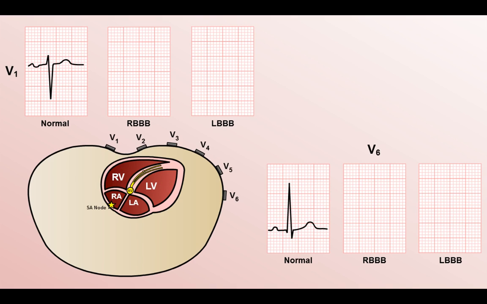In right bundle branch block, there is still first left to right depolarization, resulting in an initial positive deflection in V1. For reasons I cannot explain, V6 in right bundle branch block is often lacking the small Q wave. The next event is unilateral depolarization of just the left ventricle. This is directed towards V6 and away from V1. What happens next is a slow and roundabout depolarization of the right ventricle via the periphery of the left ventricle. This results in a second positive deflection in V1 and a prominent terminal negative deflection in V6.